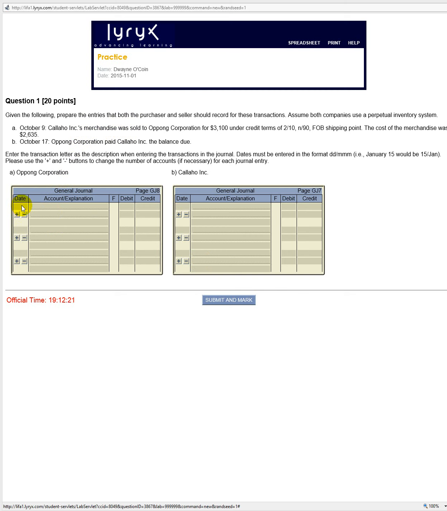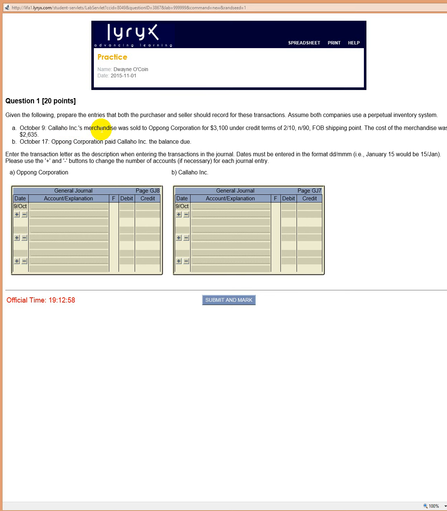Both companies use perpetual inventory, so every entry goes directly to their inventory. When we make a sale, we record the cost of goods sold. When we make a purchase, we put it into merchandise inventory. Callahoo is selling merchandise to Opong Corporation. Opong is on the left, Callahoo is on the right. The sale is recorded in Callahoo's general journal, and the purchase is recorded in Opong's.